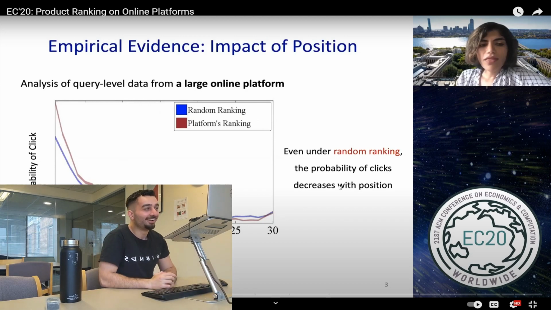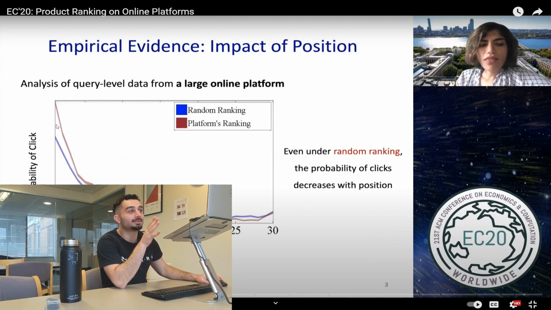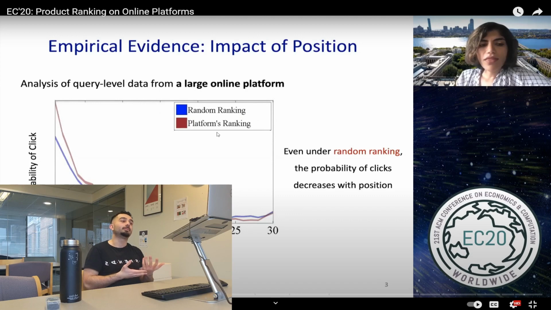This is crazy, guys. It means probability of click. If you're on the top of the list, even if you have the worst quality, the odds of you being bought is far higher than the second one. It means a random ranking and a platform's ranking, which probably means, yo, as a platform, I try to put the ones with higher quality on the top of the list. Well, it's not the only factor I care about, but it shows itself in the platform's ranking, right?